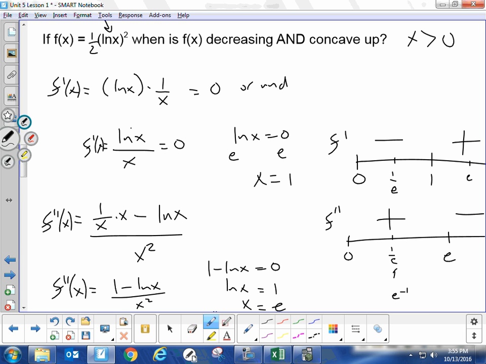So when are we decreasing and concave up? We're decreasing between 0 and 1. We're concave up between 0 and e, so that means we'd be decreasing and concave up right here between 0 and 1.